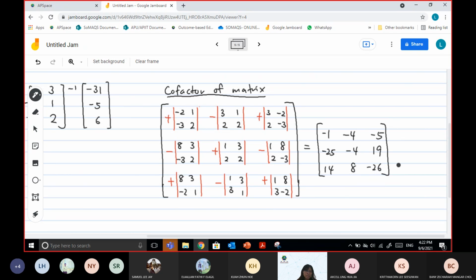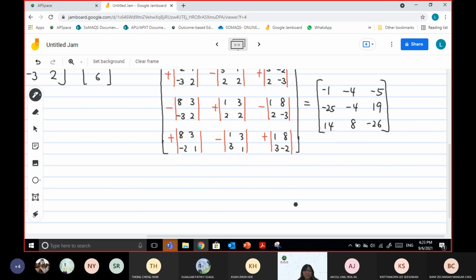Okay, so students already done the calculation. Is that correct? Correct already. Okay, thank you. Okay, so next is the adjoint of the matrix.